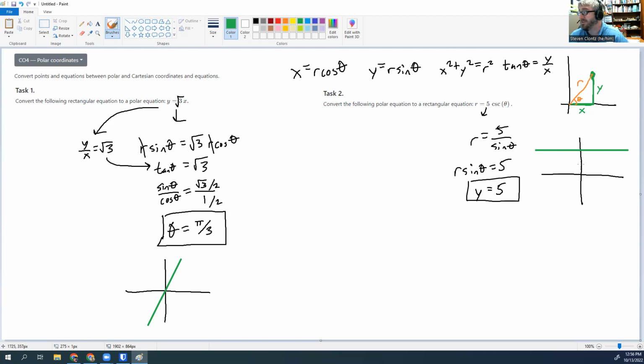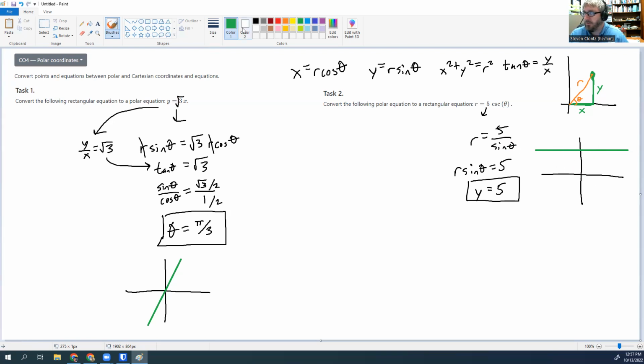If I plug in 90 degrees, I just get 5 divided by 1. And that's this point straight up at y is equal to 5. And you can try different theta values and see. And even if the theta value is negative, well, I'll get a negative r value, and it comes back over here. So that does actually work out.